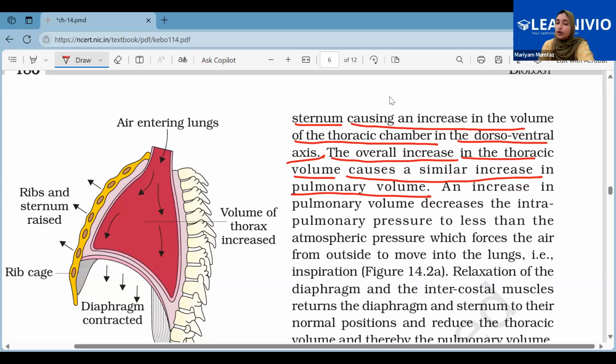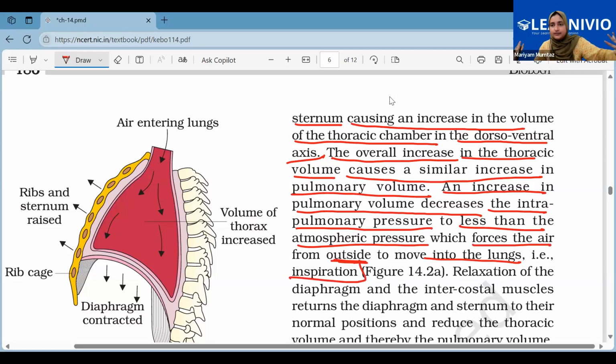But since the volume of the pulmonary cavity, first of all, is increasing, the increase in the pulmonary volume decreases the intrapulmonary pressure, right? Volume increases, the pressure decreases. And now the pressure becomes less than the atmospheric pressure, because of which air is forced from the outside to move into the lung, and thereby inspiration is completed.